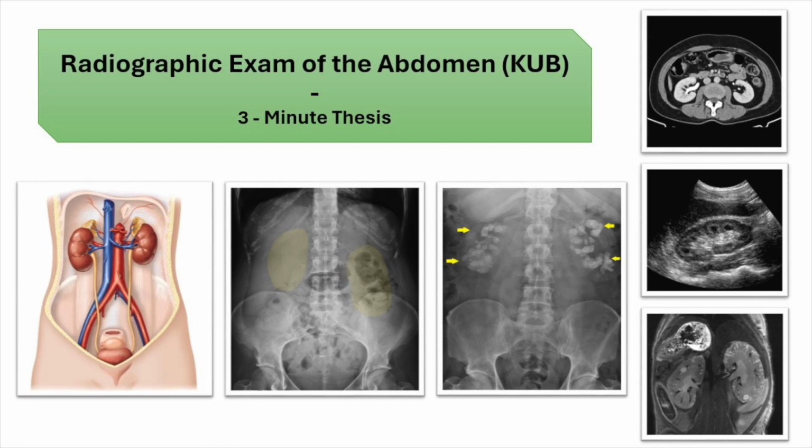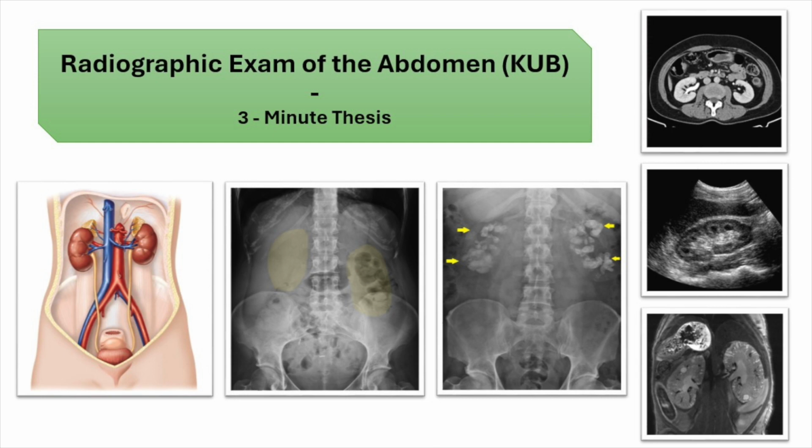Hello everyone. Today we are going to discuss radiographic imaging of the abdomen, specifically the KUB system. KUB is an acronym for kidneys, uterus, and bladder, which are the primary components of the urinary system, along with the urethra, and in men, the prostate. But even though this system deals primarily in urine, I can promise that you're in for a treat.